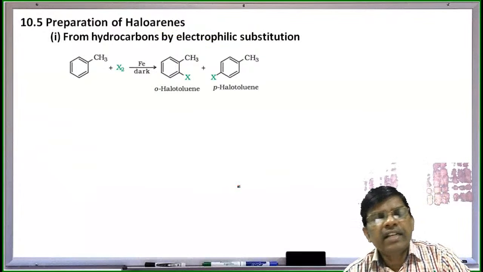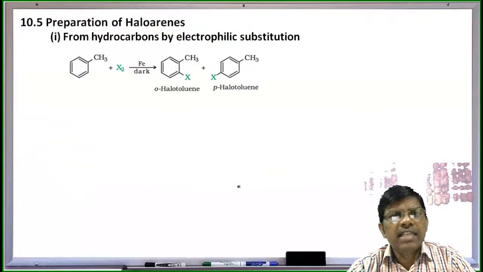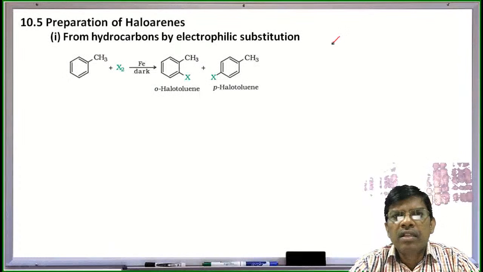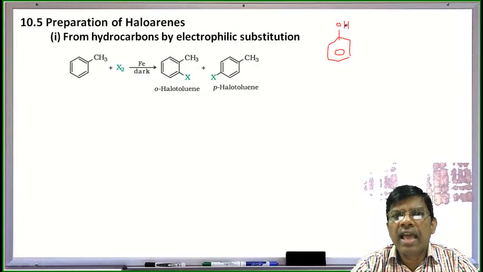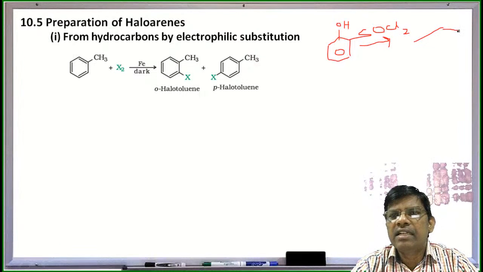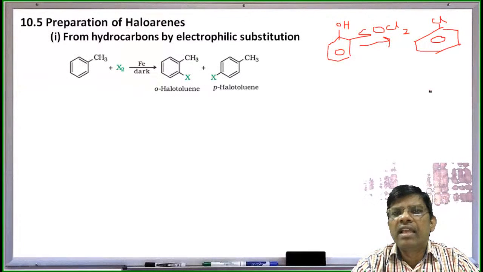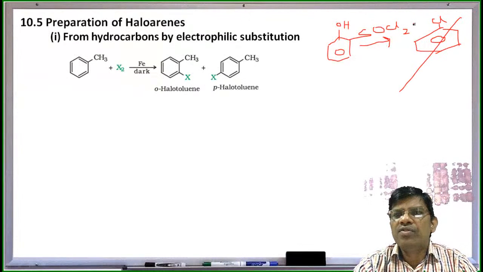When it comes to aryl compounds, the same methods. For example, if I have phenol, since we are preparing halides from alcohols, this phenol is also similar to an alkyl halide precursor. If I treat it with thionyl chloride, SOCl2, am I going to get chlorobenzene? This method is not useful.